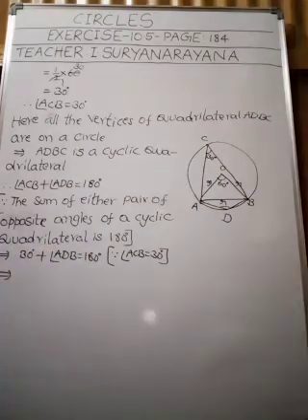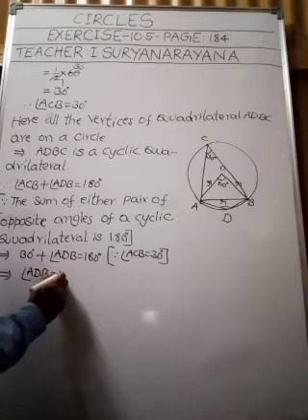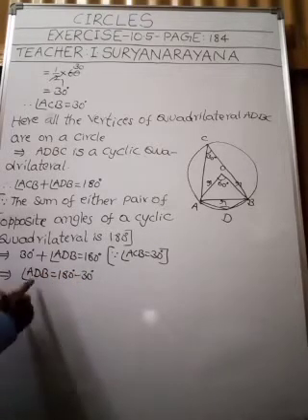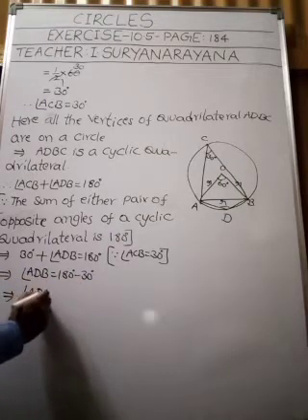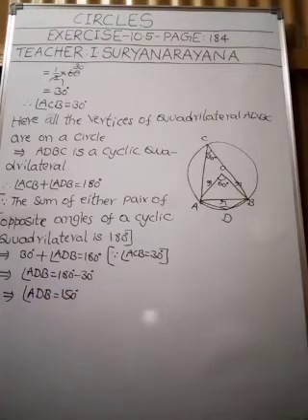From this equation, we find angle ADB. By transposing this 30 degrees to the RHS, what do you get? Angle ADB is equal to 180 degrees minus 30 degrees. Understood this step, my children? Right. That implies angle ADB is equal to 150 degrees. Understood, my children? Right.